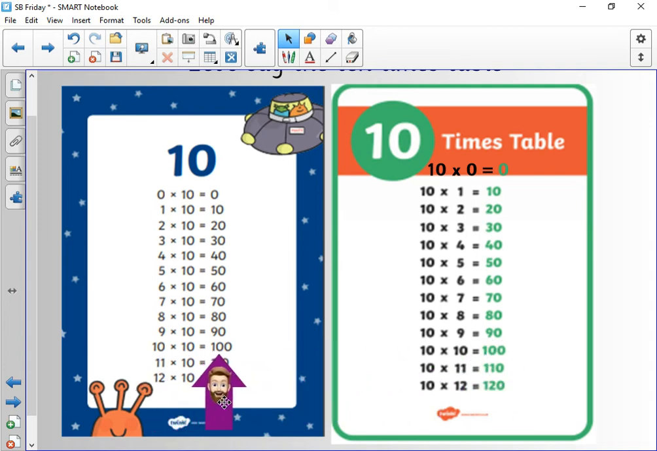10 times 10 is 100. 10 times 10 is 100. Do you see how they're exactly the same? 11 times 10 is 110. 10 times 11 is 110. And the last one, 12 times 10 is 120. 10 times 12 equals 120. Well done.